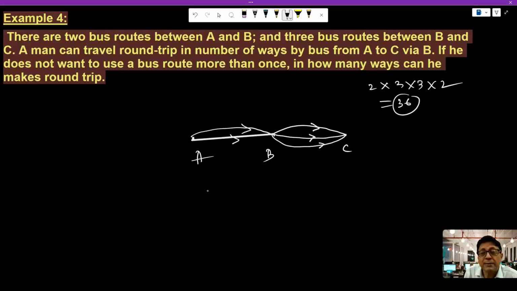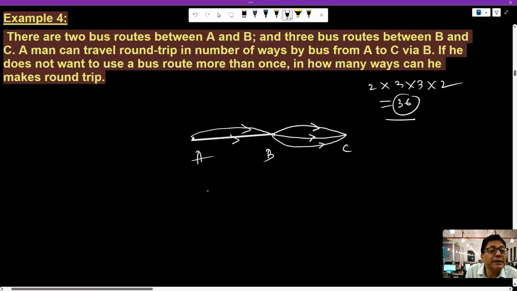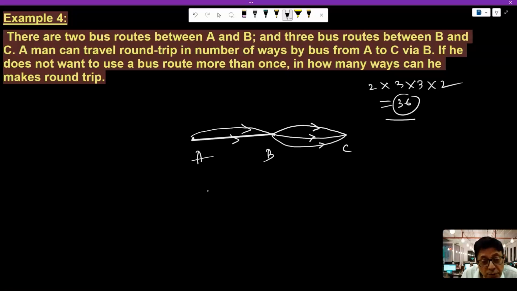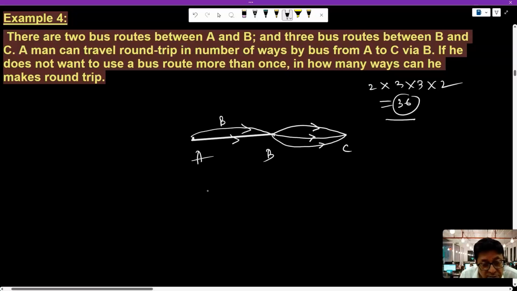So this is the simplest case, but they have given that he doesn't want to use a bus route more than once. Suppose he is going from A to B via this route. This is the first bus route, this is the second bus route. Okay?